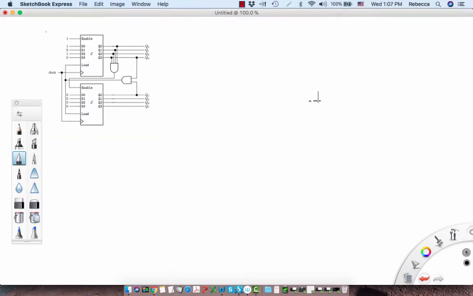This is worksheet 17 problem 1E, and this counter we see is similar to the counter we had in 1D. It makes an 8-bit counter out of two 4-bit counters. So we can redraw this in a way that's a little easier for us to look at, because we know the effect is to make an 8-bit counter.